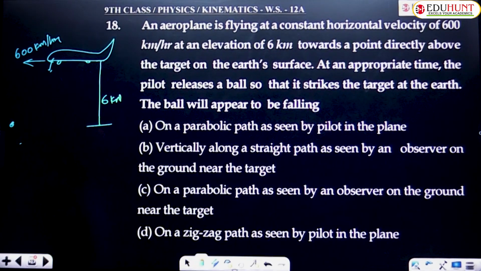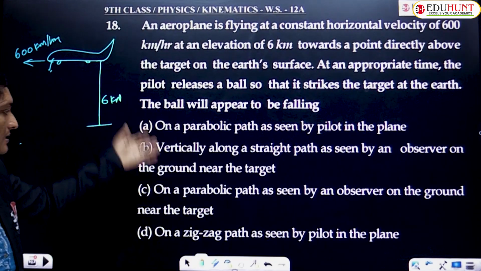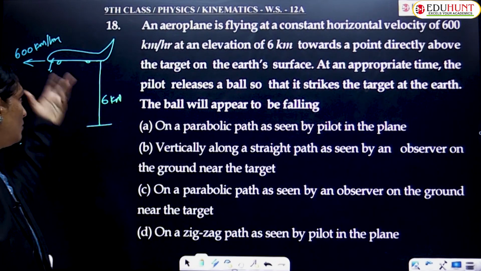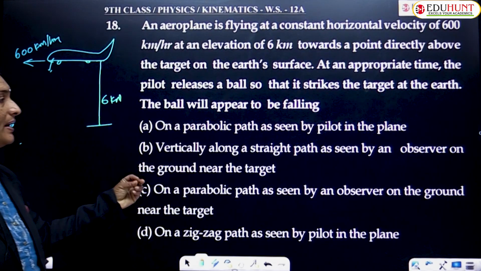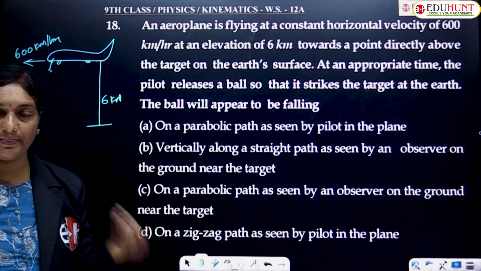And this target is on the surface of the earth. The ball will appear to be falling. Here you are not asked to find and solve any numerical, though values were given. Only the concept. The ball will appear to be falling. How does the ball appear to be?